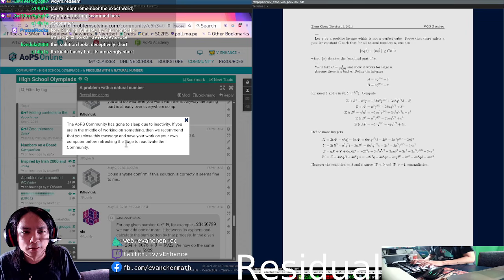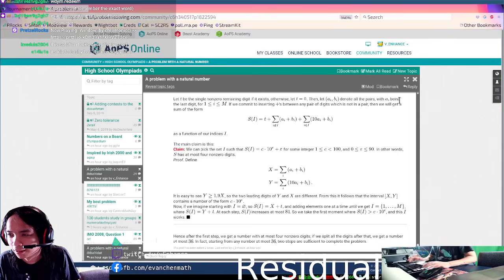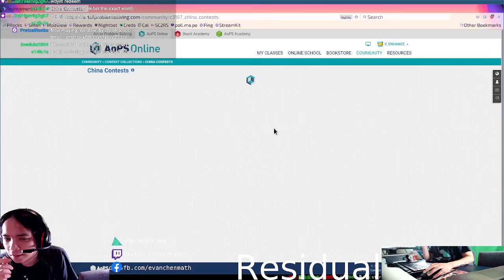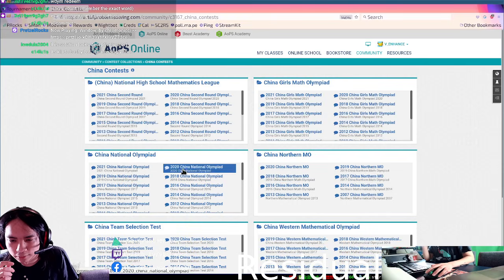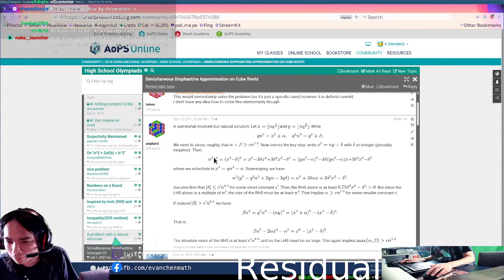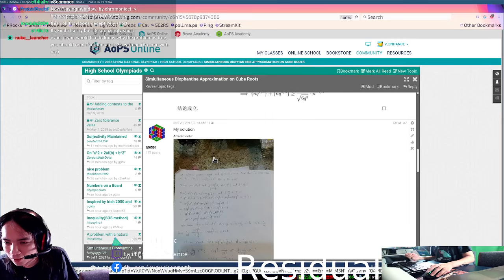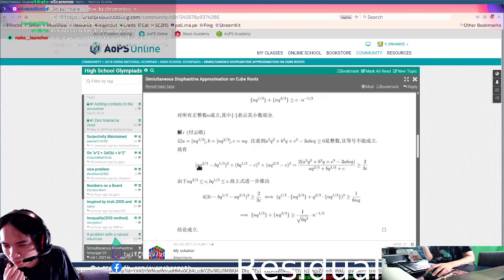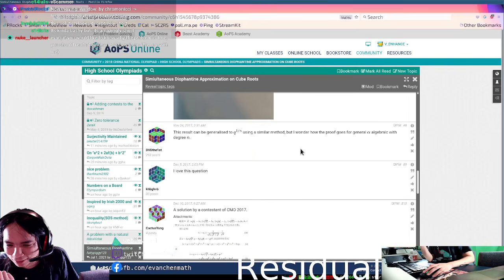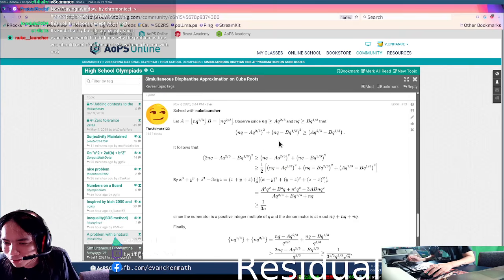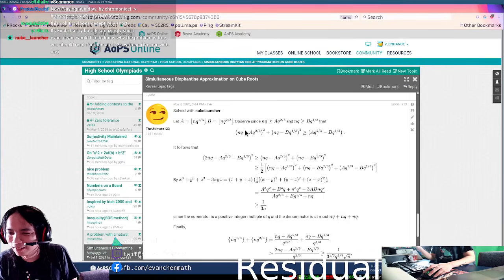Alright, so let's see what I missed in the solutions bucket. This is the China National Olympiad, right? What a problem. Okay, I guess everyone else is doing something of this form. What the frick is this? Oh, come on. Okay, so everyone's just manipulating random stuff. Oh. Okay, come on, what is this? How am I supposed to come up with something like this?